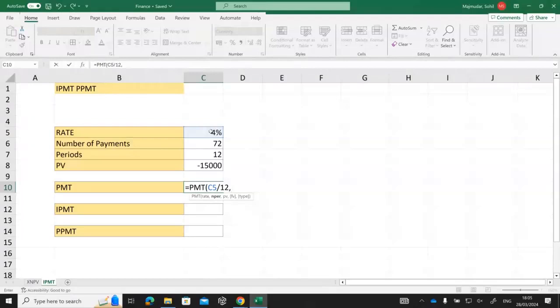The second thing you do is click on the total number of months, which is the number of payments, which is 72. Then put a comma. The third thing you do is click on the present value. This is PMT we are doing, which we did last semester as well, just recapping that. And close the bracket.